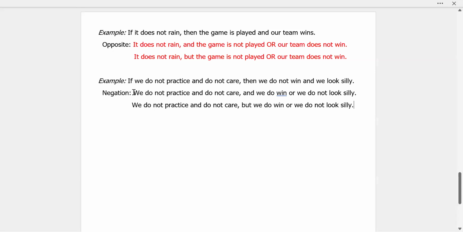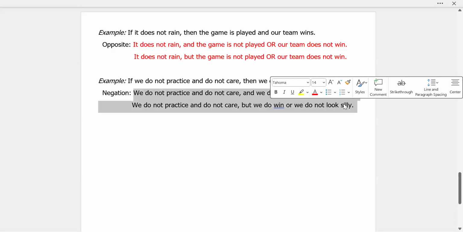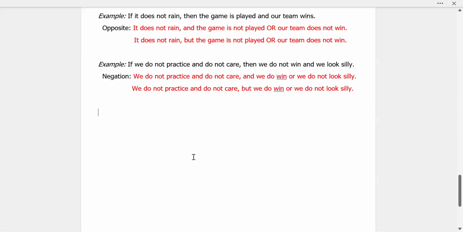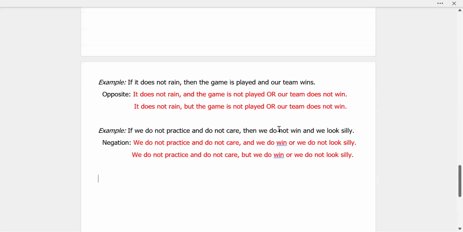And remember, these are inclusive ors, so it's possible we win and we don't look silly. So remember, or is this one or that one or both. So that's our negation. And we will use these to look at different kinds of statements and eventually look at using them in arguments.